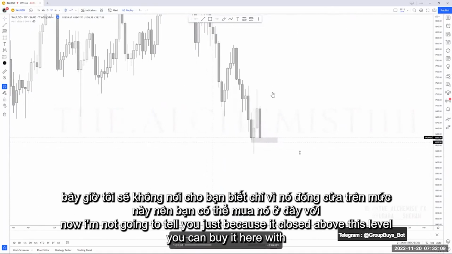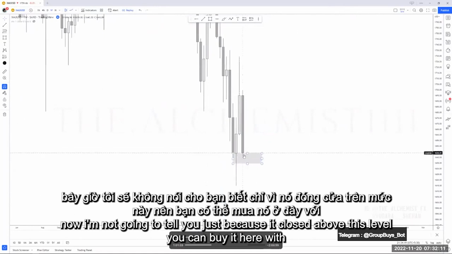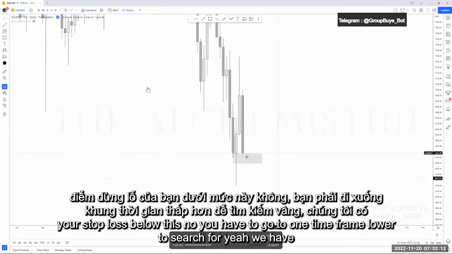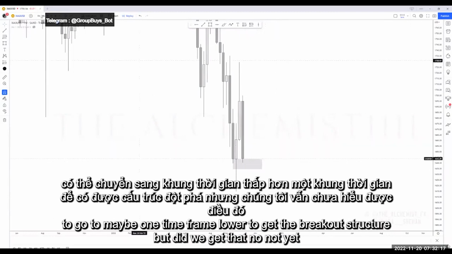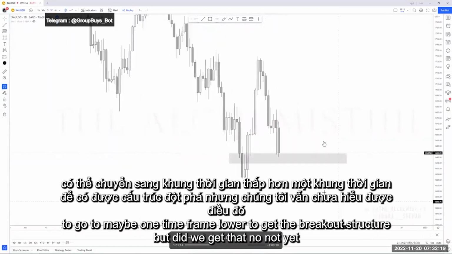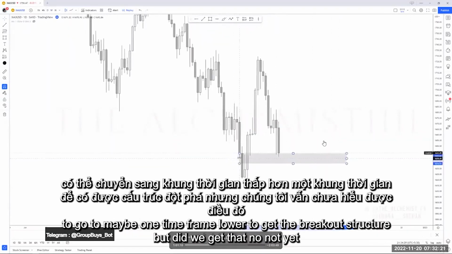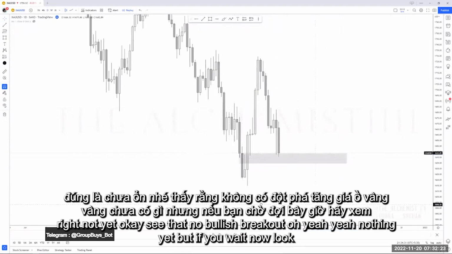Now, I'm not going to tell you that just because it closed above this level, you can buy it here with your stop loss below this. No. We have to go one time frame lower to search for the breakout structure. But did we get that? No. Not yet.